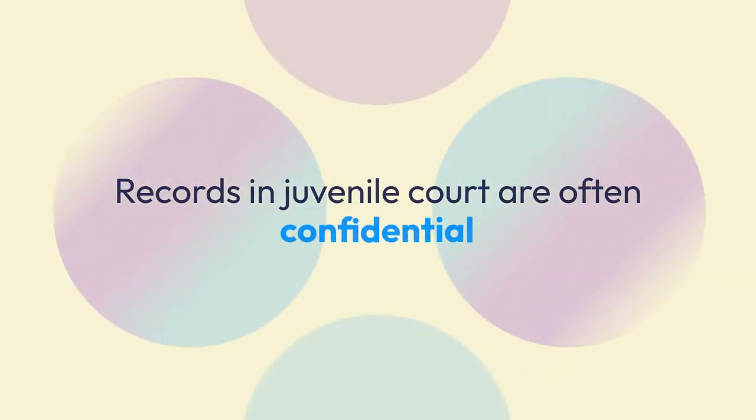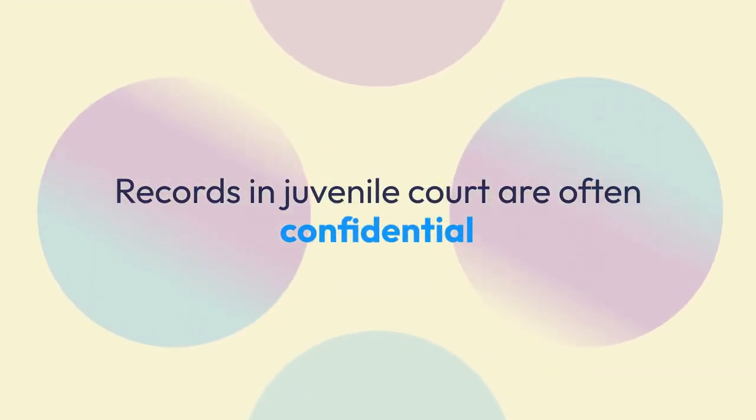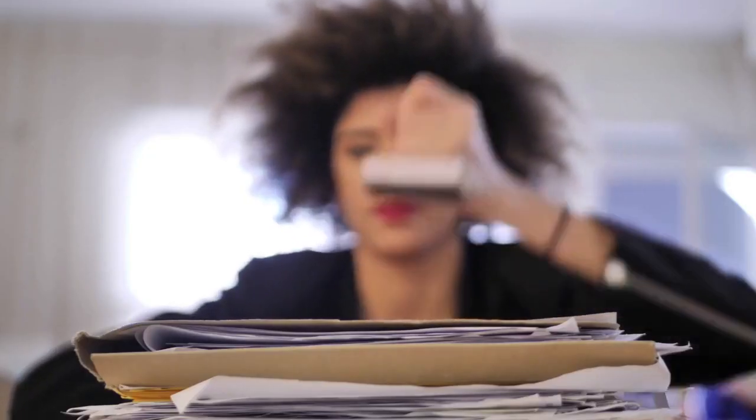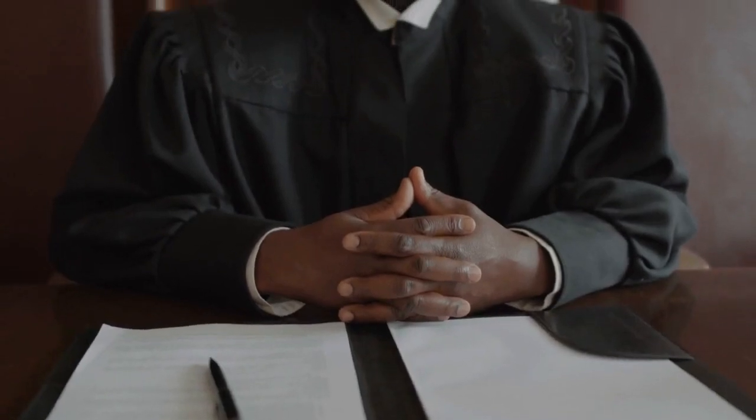Records in juvenile court are also often confidential and may be sealed or expunged later, meaning they can be removed from public view, which is usually not the case for adult criminal records.